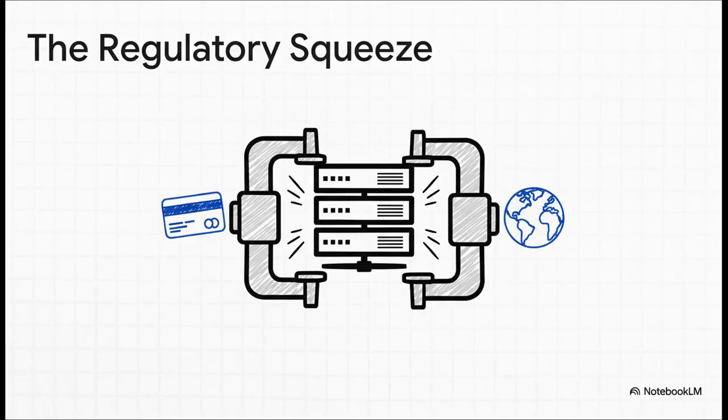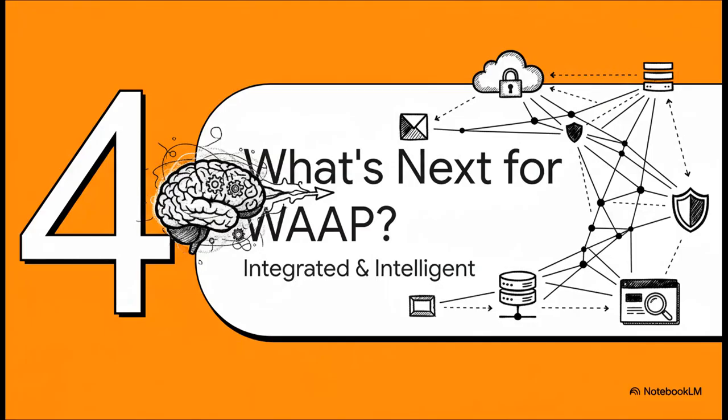And driver number 3 is the regulatory squeeze. On one side, you have rules like PCI DSS for credit cards, which now require very specific security controls. And on the other, you have data sovereignty laws in places like the EU and the Middle East that say your data has to be stored locally. This puts a ton of pressure on companies to find WAAP vendors that have a global presence so they can stay compliant.